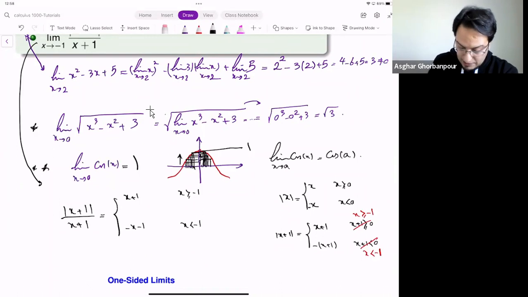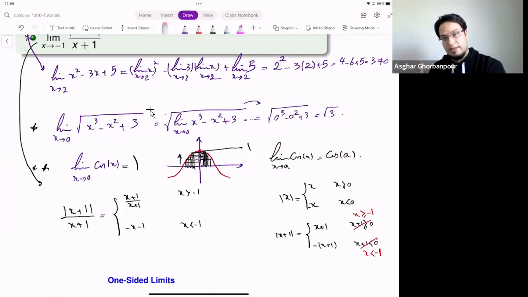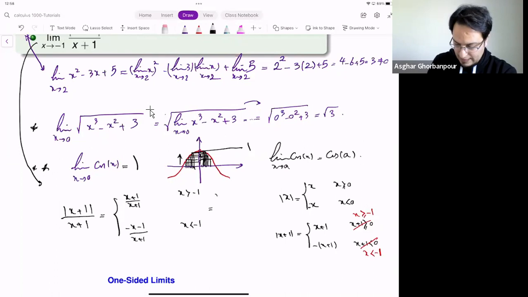But then if I divide it by x plus 1, I have to be careful. Since I'm dividing by x plus 1, I'm not allowed to put -1 there. So the function is not defined at -1. And here's x plus 1. But you can simplify these. x plus 1 over x plus 1 is 1, and minus x minus 1 over x plus 1 is negative 1.